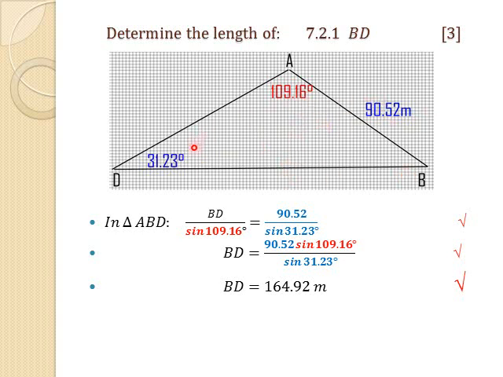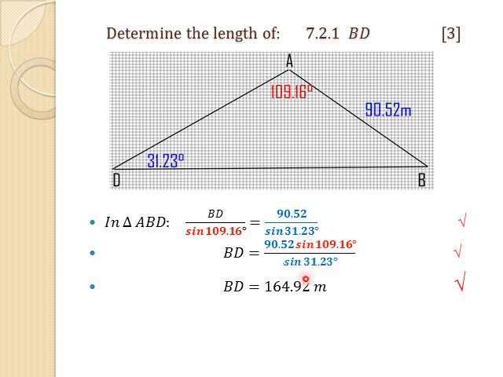So because I have 2 angles and a side, as I said, I will use the sine rule. So BD over sine 109,16 equals 90,52 over the sine of 31,23. Right? Because there's an equal sign, I can multiply the denominator away. So BD becomes 90,52 times the sine of 109,16 divided by sine 31,23.